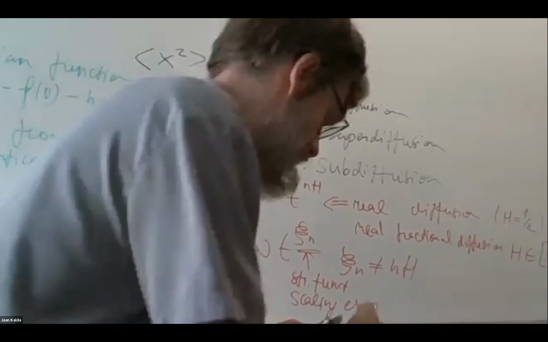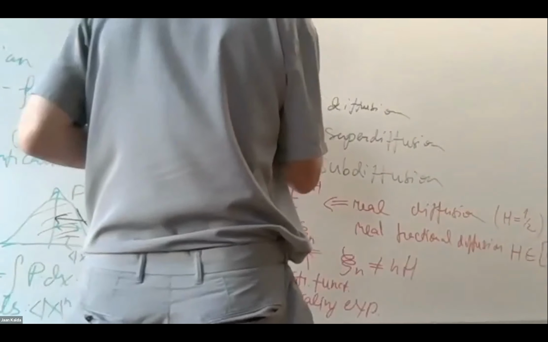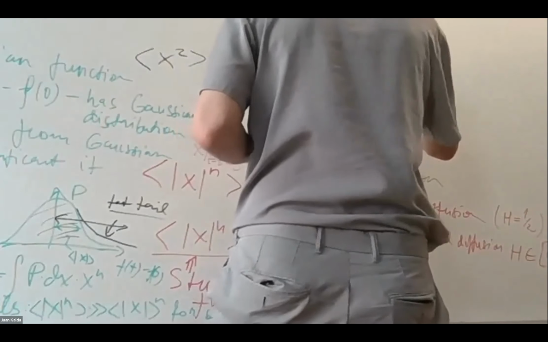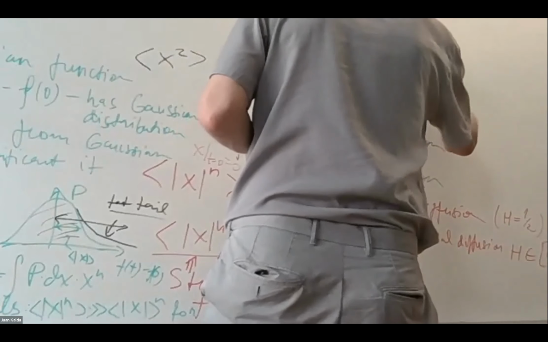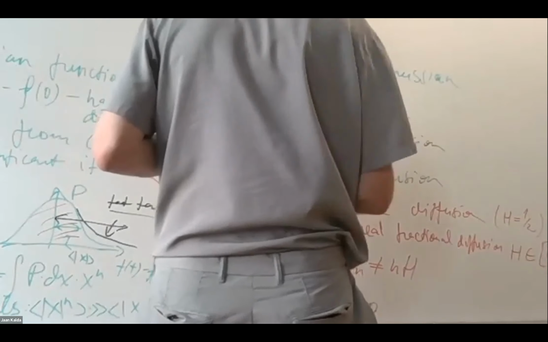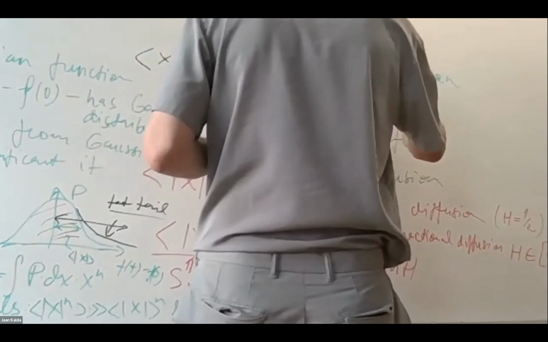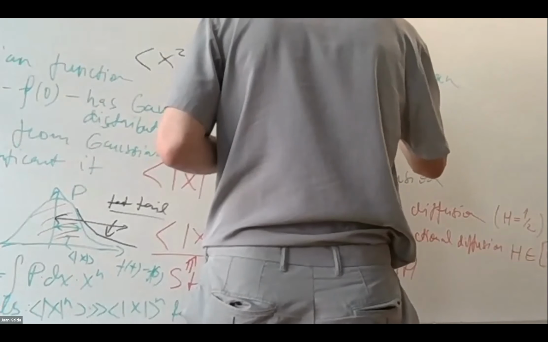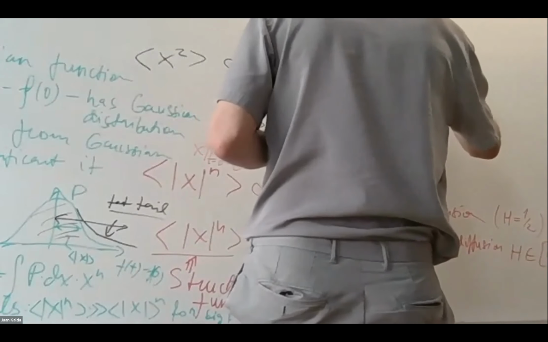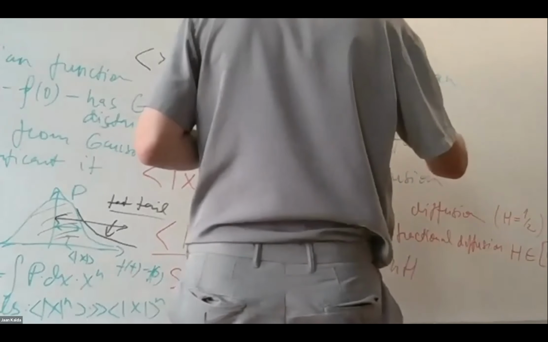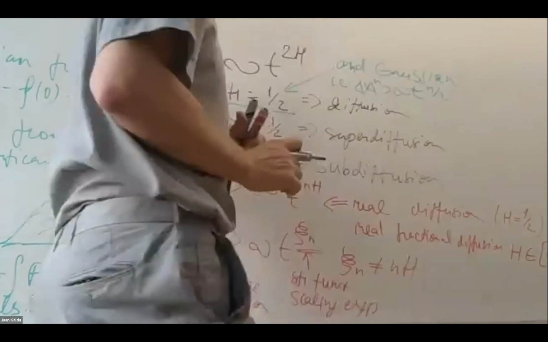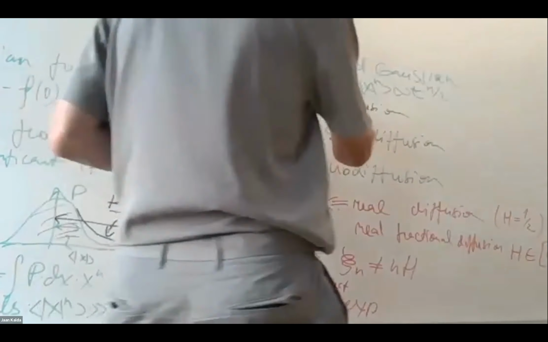Yeah, so here h equals 1/2 and Gaussian, which means that the average of the modulus of x to the power n is proportional to t to the power of n divided by 2. And then it is diffusion.